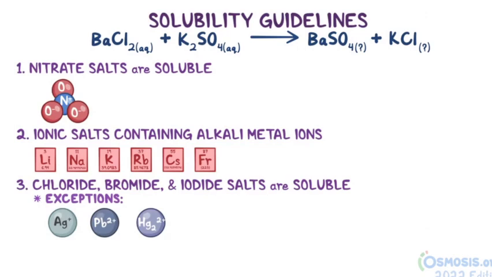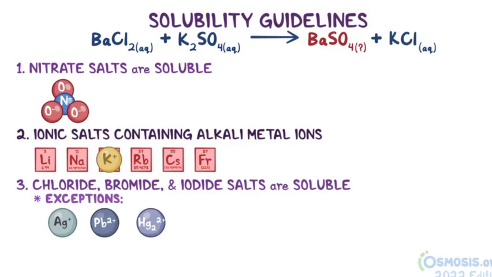First, we can consider potassium chloride. This is a salt containing an alkali metal ion, potassium here, and so we know by Rule 2 that this compound is soluble. This makes the product potassium chloride aqueous and not a precipitate of the reaction.